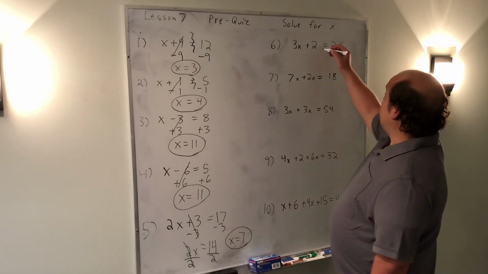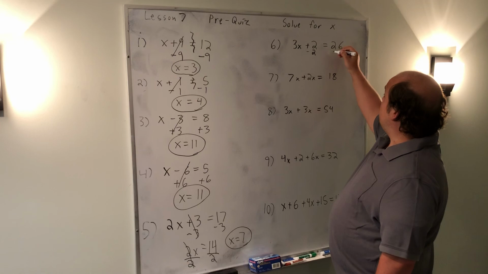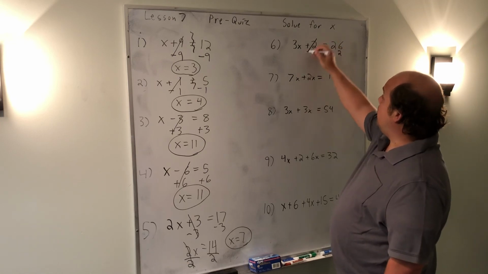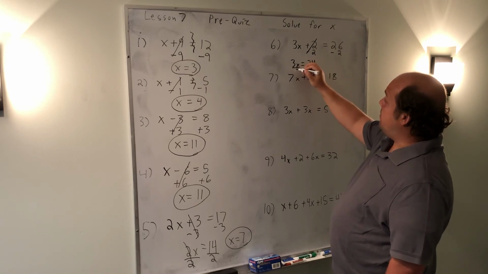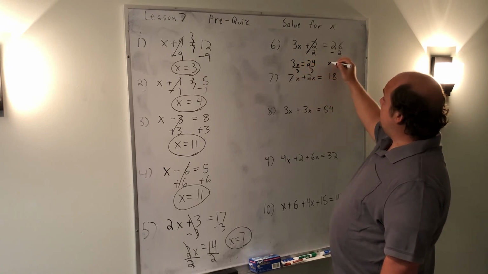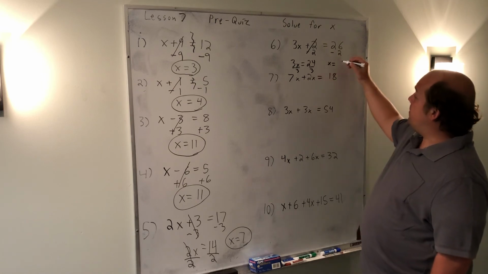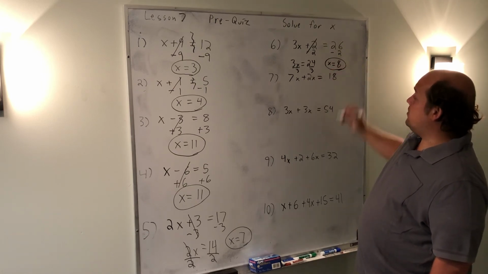For problem number 6, I need to start by moving this 2. That's going to leave me with 3x equals 24. Then I divide by what's in front of the x. That leaves me with x equals 24 divided by 3, which is 8.